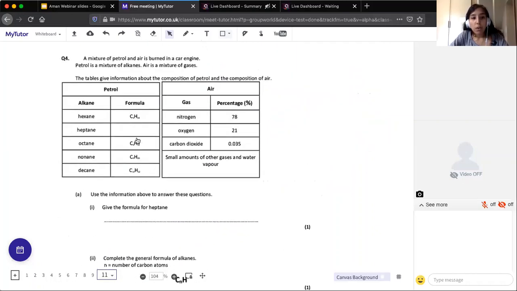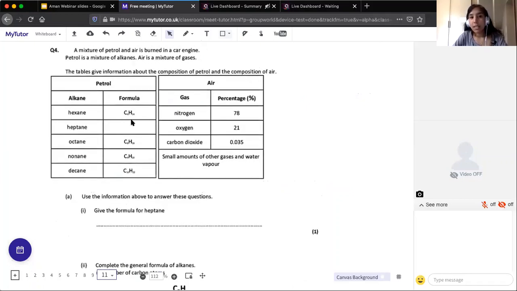Okay, so again, it's a bit difficult to see. I'm sorry about that. So essentially, they've given you the formulae for hexane, octane, nonane, and decane. And if I tell you that hexane has 6 carbons and octane has 8, what's the formula for heptane? So this is C6, H14, and this is C8, H18. What do we think heptane will be? It's an alkane. Good, C7H16.